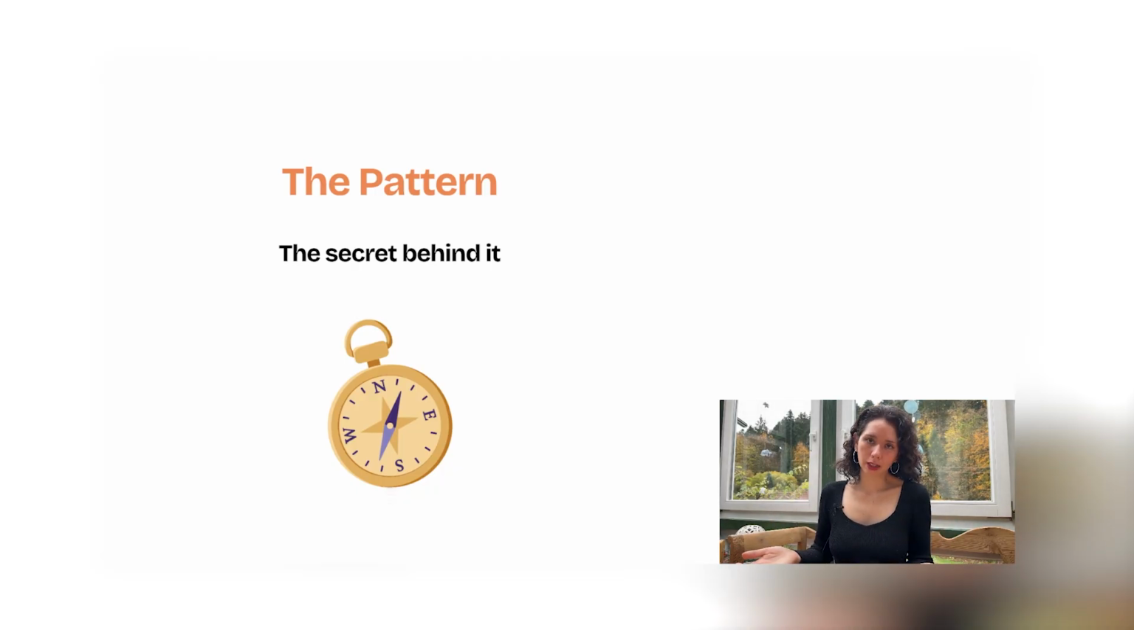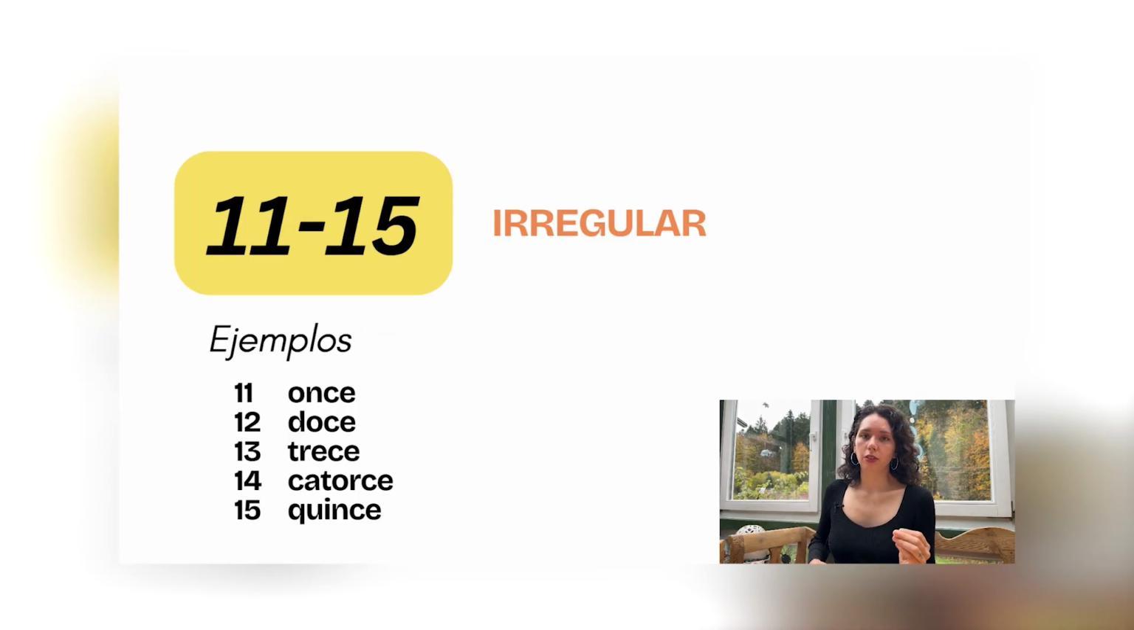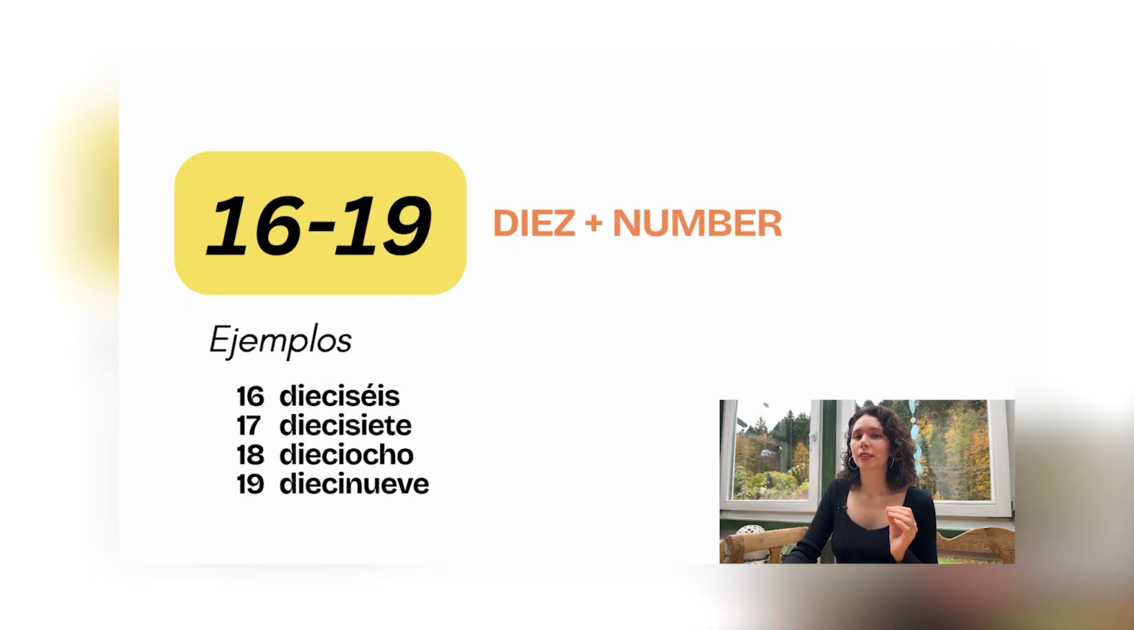Okay, after 10, Spanish numbers follow a pattern. And once you get it, it's easy. From 11 to 15, there's an irregular pattern. There are new words that you need to memorize. These are 11, 12, 13, 14, 15. From 16 to 19, the pattern is 10 plus the number.